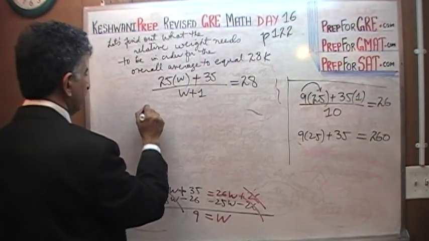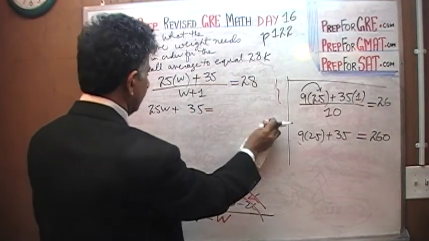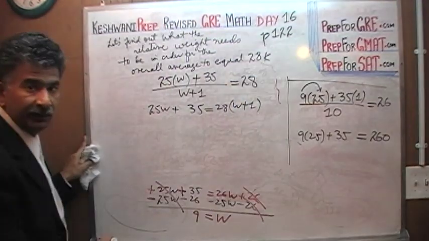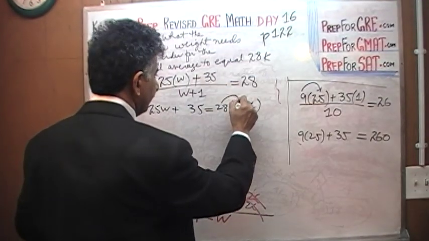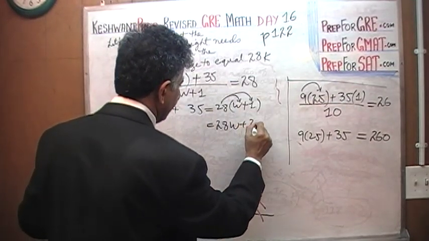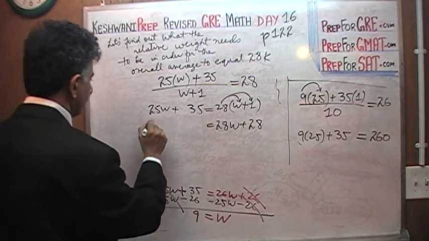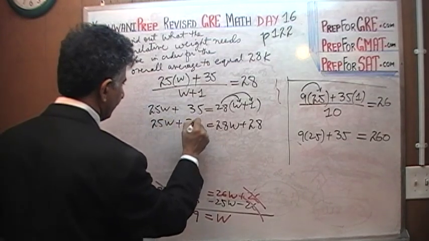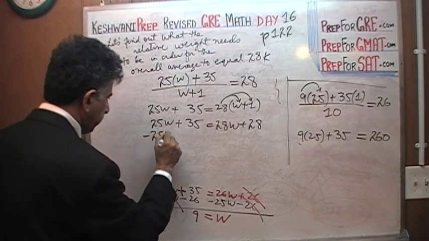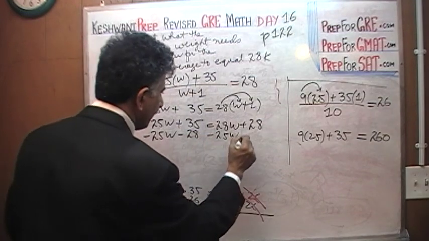So cross multiply again, so we get 25W plus 35 equals 28 times W plus 1. It's the same exact thing that we did before, no difference. Open the parentheses, so we get 28W plus the 28, and here we get 25W plus the 35. Let's subtract 25W from both sides, and let's subtract 28 from both sides.